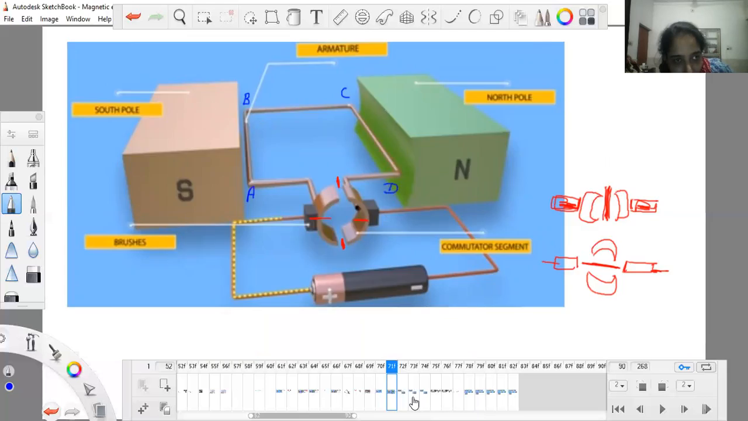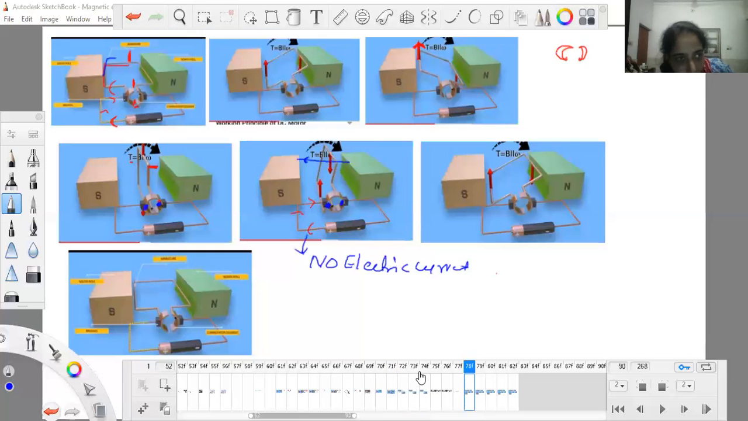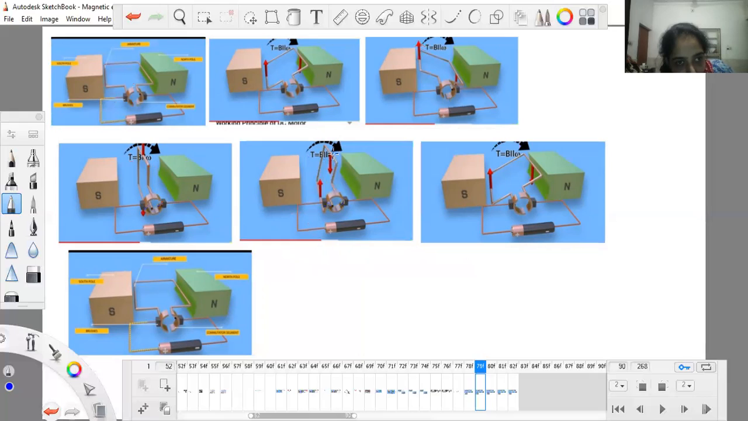In this case, this was A side, this was B side, this was C side, and this was D side. And in this particular case, this is A side, this is B side, this is C side, and this is D side. So A side is upside. Should it go to this side or should it go to this side?